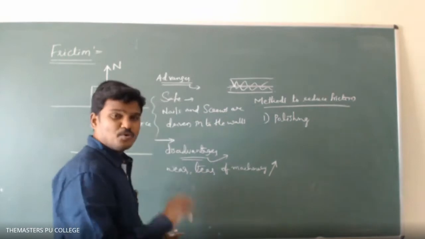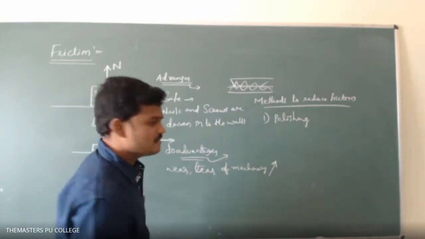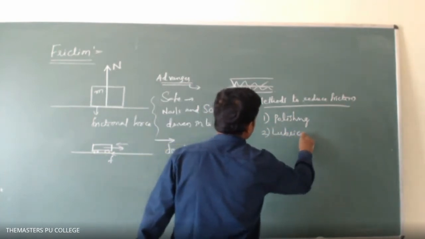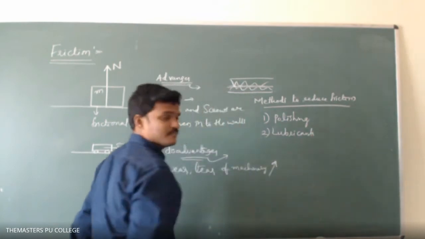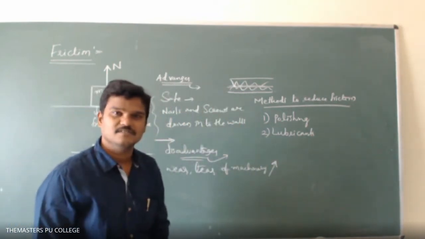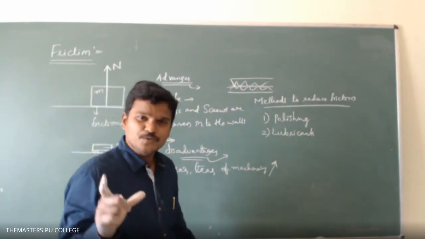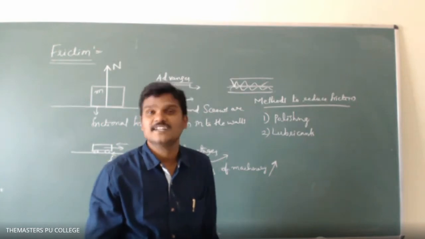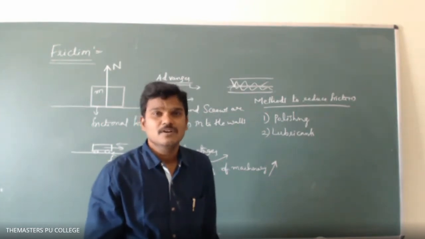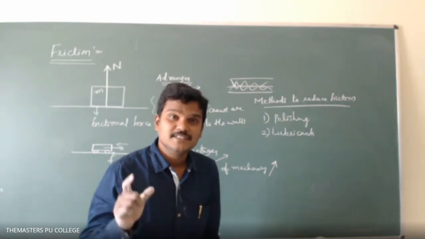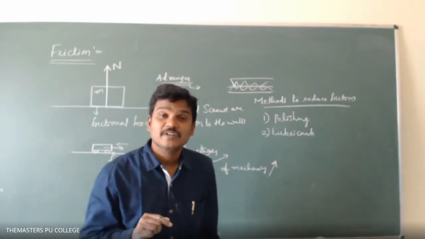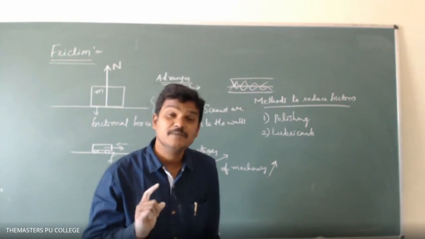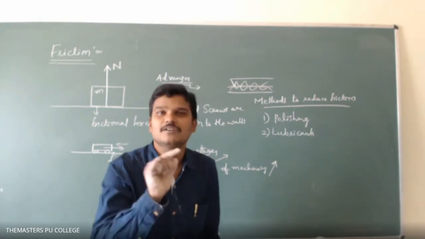And one more method will help in reducing the friction. Let us see what that is. Another one is very simple: lubricants, oils, grease. If you use grease in between the two surfaces which are in contact, then friction will decrease to some extent again. So a lubricant is a substance which is used to reduce the friction in between two surfaces which are in contact.